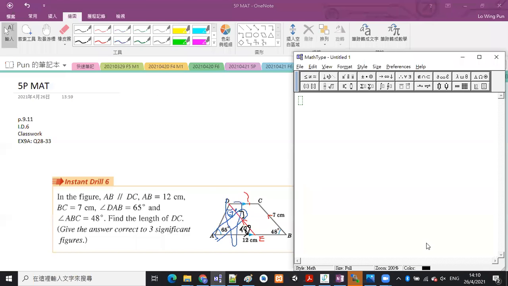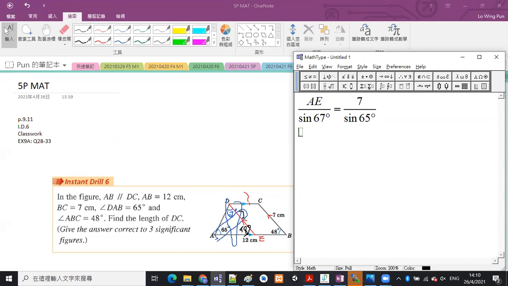Sine formula in triangle ADE should be, I want to find AE, so I put AE on the top left corner and then divided by sine 67 degrees. Okay, is equal to the other pair. The other pair, I should put the length on the top. So that should be 7 cm, and then divided by sine 65 degrees.